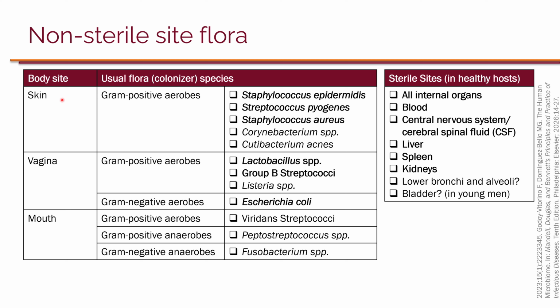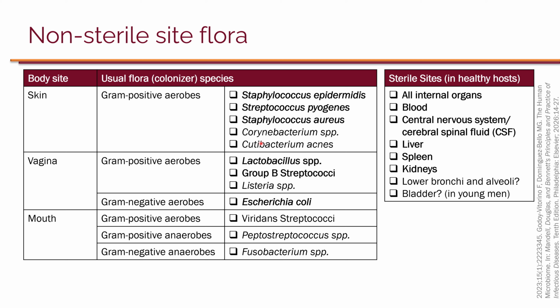Now let's consider other sites where it is usual to have bacteria present. So the skin is notorious for having gram-positive organisms, so Staphylococcus epidermidis. In fact, the term epidermidis means above the skin. Other organisms, Streptococcus pyogenes, Staphylococcus aureus, Corynebacterium, Cutibacterium, and there are many other organisms that are not listed. I'm just showing you the most common ones where it is helpful to know, so that when you encounter these in clinical settings, you can make decisions.